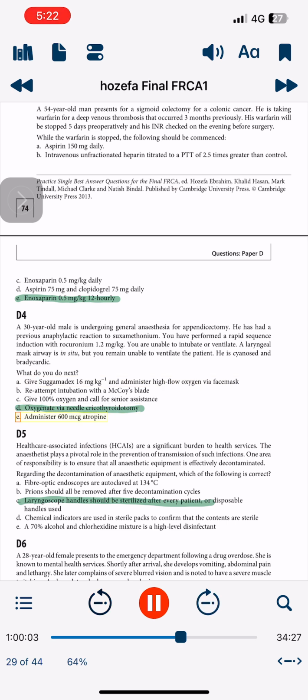E. Oxygenate via needle cricothyroidotomy. Give 100%. D. Oxygenate via needle cricothyroidotomy.